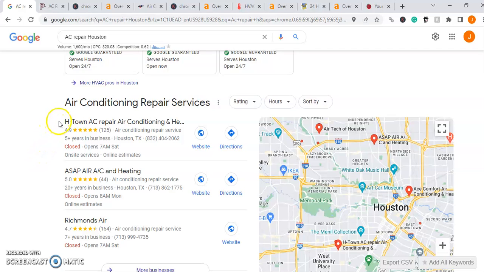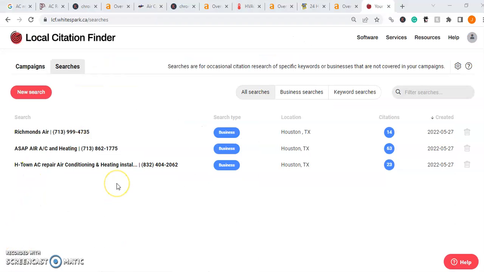Let's take a look at all the citations each of these companies has using a tool I have called Whitespark, and we'll determine how many you'll need, along with all the other factors we talked about to go in and start competing with them for that top spot. So here we are in Whitespark, and as you'll see at the top, we have Richmond's Air with 14 citations, ASAP Air with 63, and H-Town AC with 23. So all in all, there's a little bit of competition here, but nothing too severe.